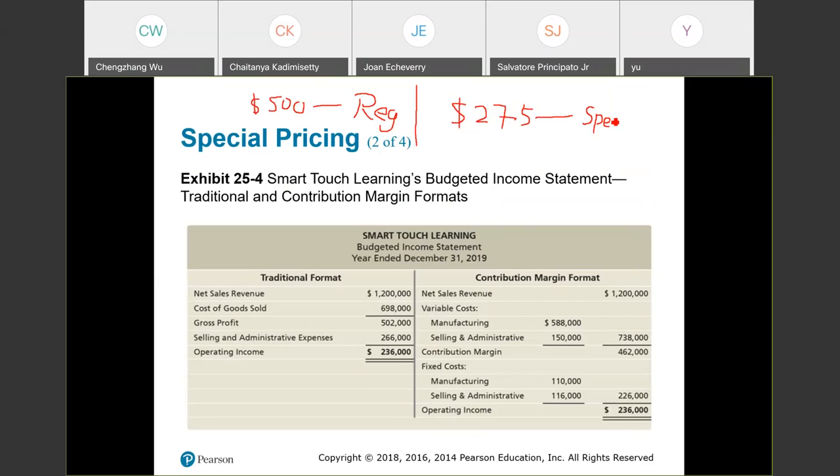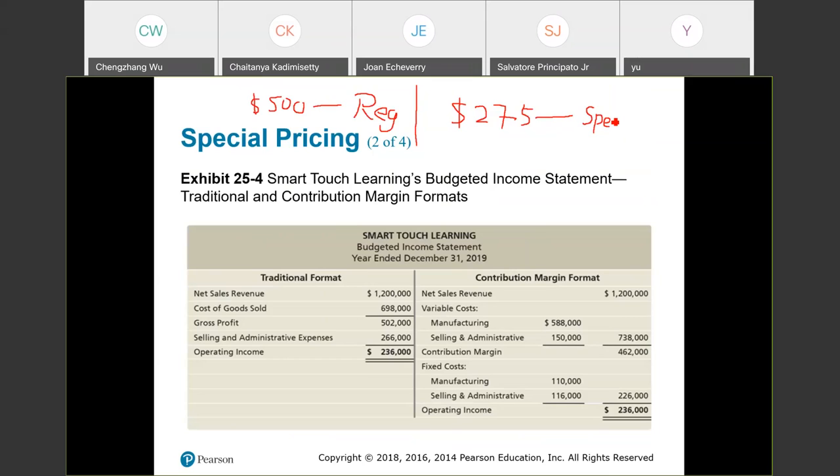Well, before doing the analysis, let's assume some conditions. First, the production will use manufacturing capacity that would otherwise be idle. So in other words, it has some extra capacity to make more product. Second, no change in fixed cost. Or in other words, the company doesn't have to buy some extra equipment in order to make those products.